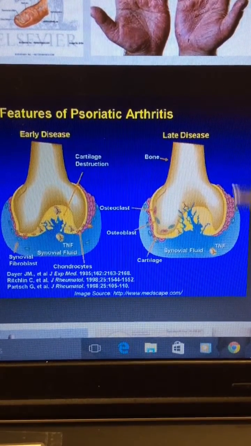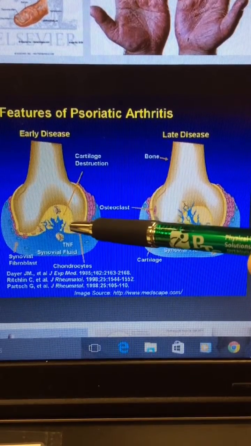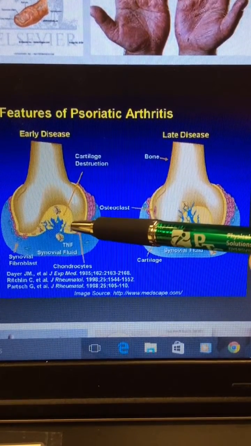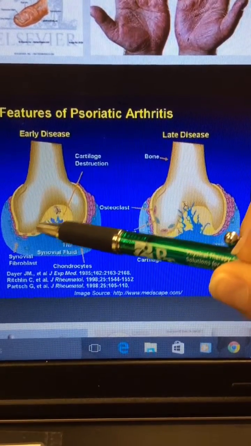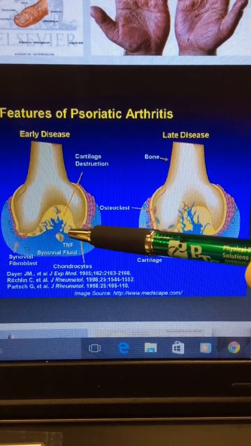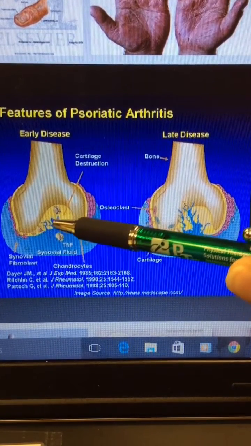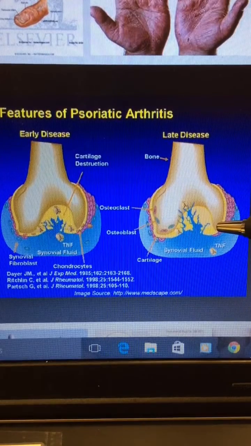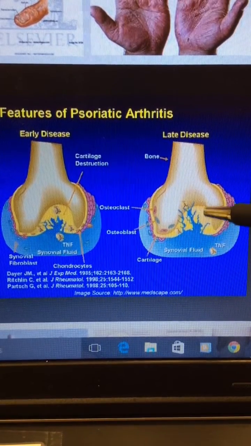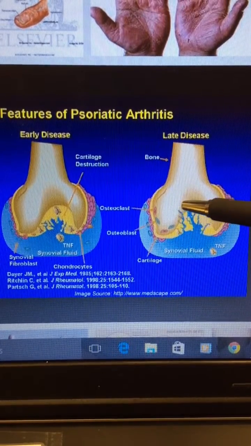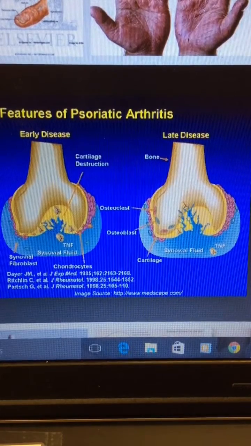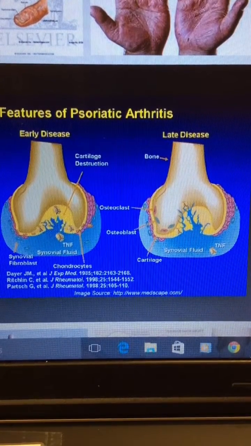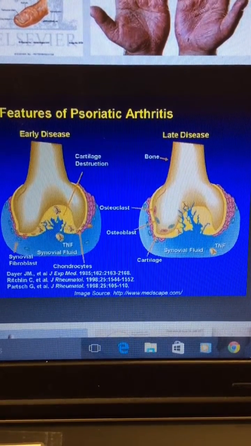In this condition, you can see in the picture, just like with the other forms of arthritis, you have normal levels of cartilage. In the beginning stages, it's starting to break down a little bit, and then as the disease progresses, you have a lot more breakdown, and it even starts to affect the joint and maybe have some breakdown of the bone and the joint itself.